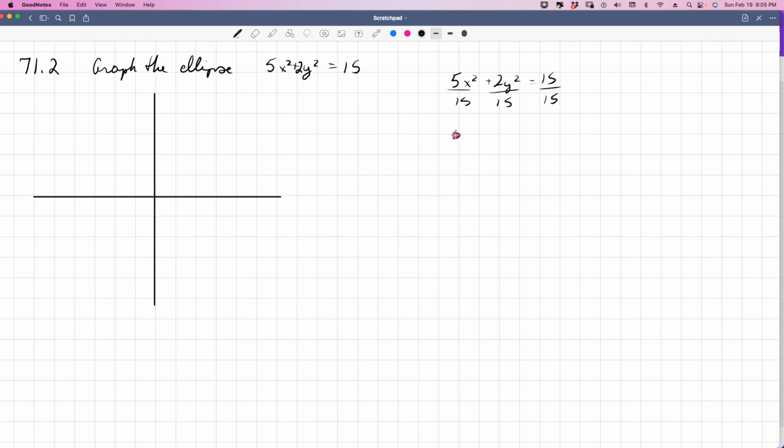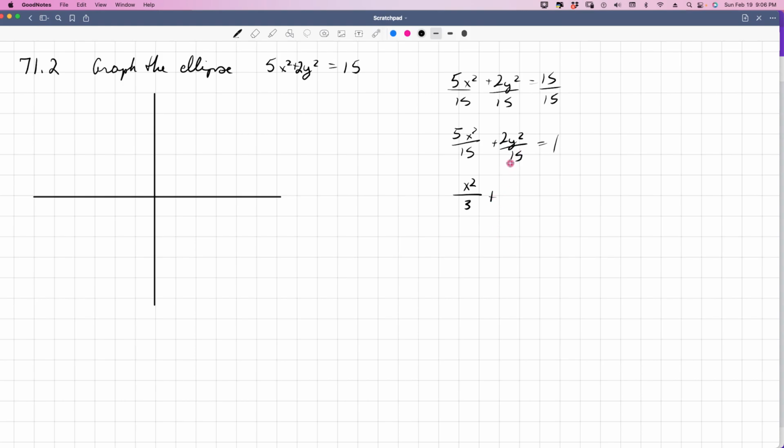So we have 5x squared over 15 plus 2y squared over 15 is equal to 1. Right, so that's how we eliminated the 15 here. Now we're going to simplify if you can. So 5 over 15, we want to make sure we have no coefficient with our x. So it'd be x squared over 3, because we can divide both of these by 5, and that's what we get. That leaves us a 1 coefficient with our x squared.